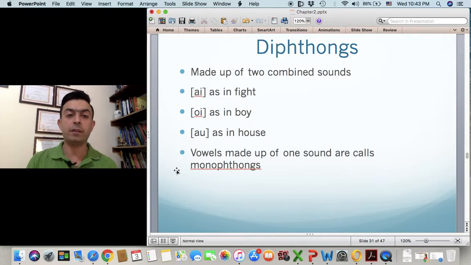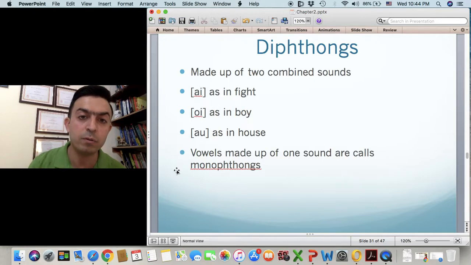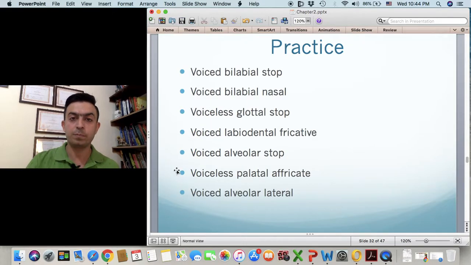Diphthongs are another kind of vowel sounds that are made up of two combined sounds, like a, e. So this is I sound as in fight, o, e as in oi as in boy, and a, u. We say it as ow as in house. So these are the only three diphthongs in the English language. Vowels made up of one sound are called monophthongs. So diphthongs, vowels that are made up of two vowel sounds. Monophthongs, they are made up of one sound.